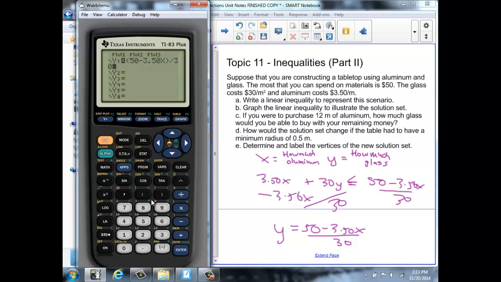Okay, one more thought here. We got to figure out a good window size, because if I just graph this thing right off the bat, I may not get a really great picture. Oh, it's just like a line. Yeah. So let's talk through reasonable window sizes.